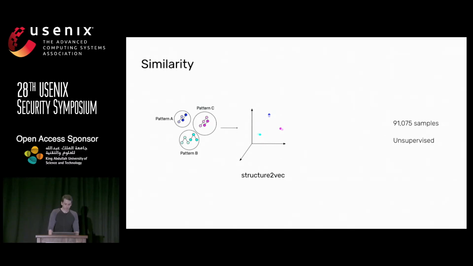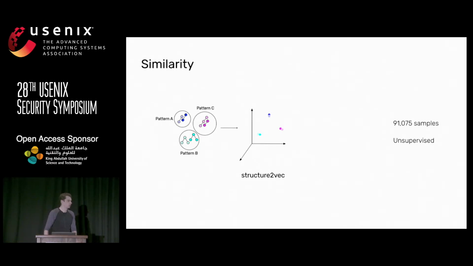So in our first step, we learned a representation of cryptographic API patterns by embedding their code graphs into a vector space using structured word2vec. The embedding is learned such that similar patterns are closer together and dissimilar patterns are farther away from each other in the embedding space.